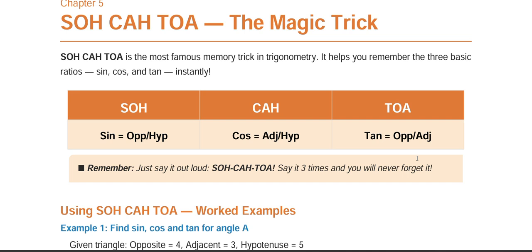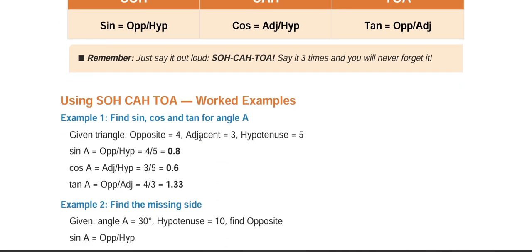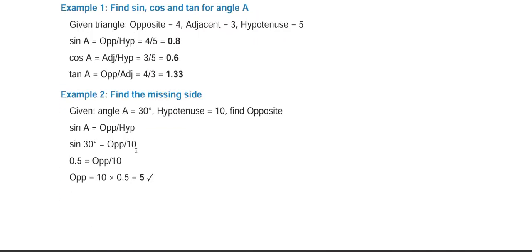Let's use it quickly. If opposite is equal to 4, adjacent is equal to 3, hypotenuse is equal to 5. Sine A is equal to opposite over hypotenuse is equal to 4 over 5 is equal to 0.8. Similarly, we'll find cos A, tan A. Now, the second example.